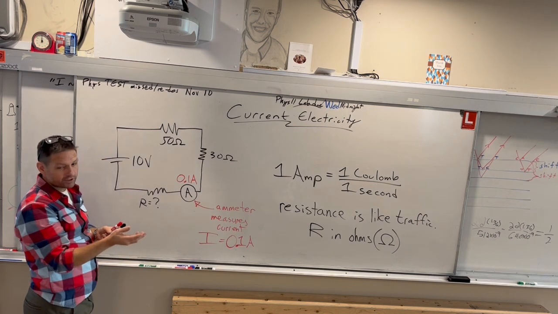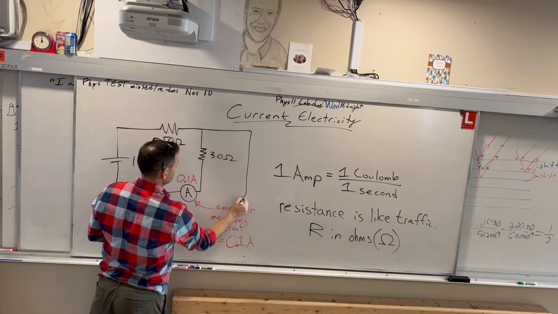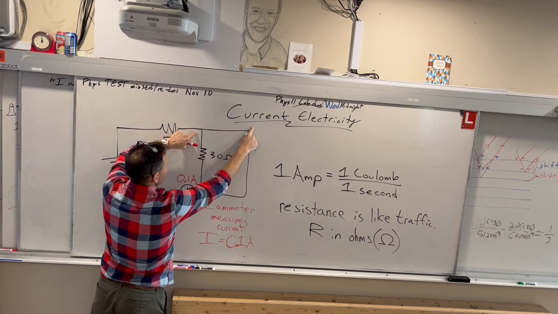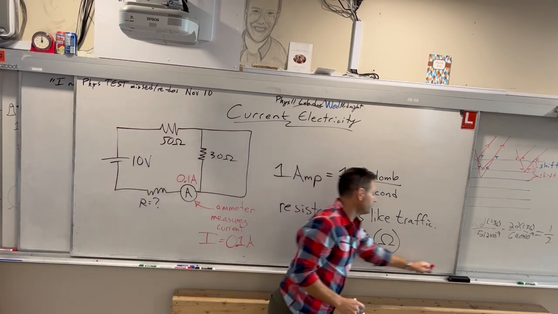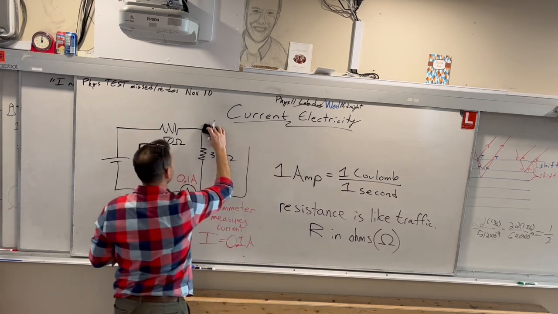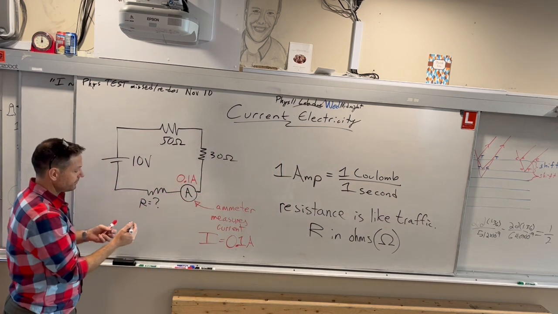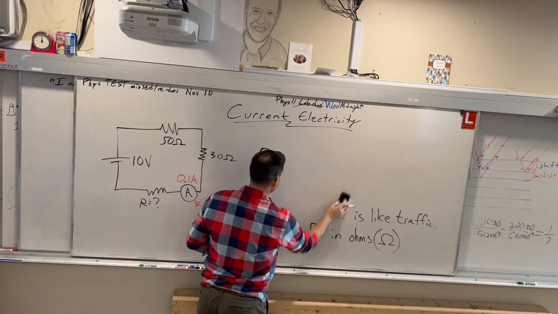The only way I can change the current is if I were to do something like this. Then some of the trucks have to go this way and some of them have to go that way. But we won't worry about that right now. So the current's the same all the way around. And Joshua hit this right away. He was like R equals V over I. And so what's the V?